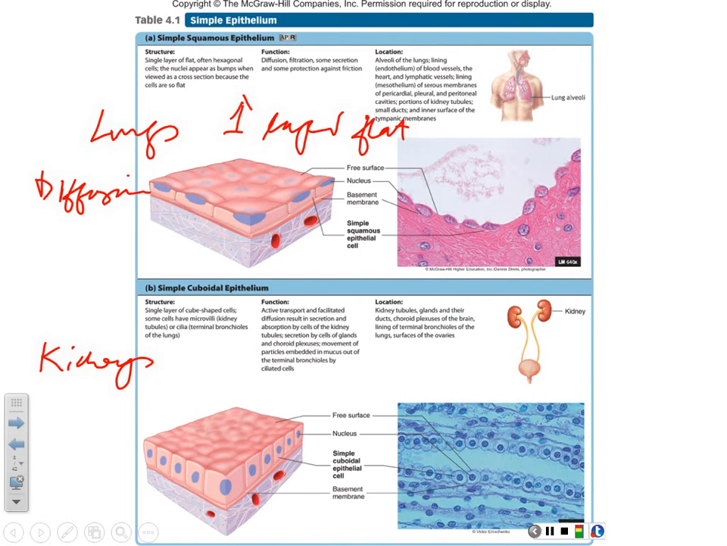So you can see the bigger the cell, it will start to create some sort of product. Because most of the glands, you will see that they're made of cuboidal or multi-layer or columnar cells, because there are some glands where the cell will actually pinch off and it's secreted. So if you have a very small flat cell, it's not going to work properly.